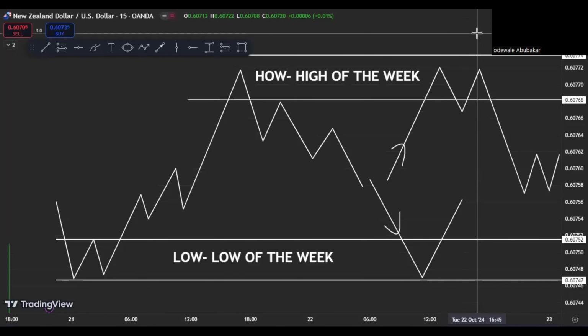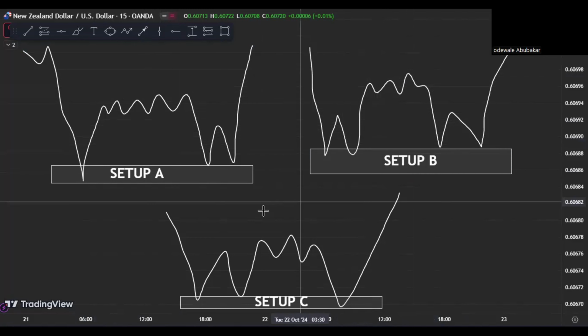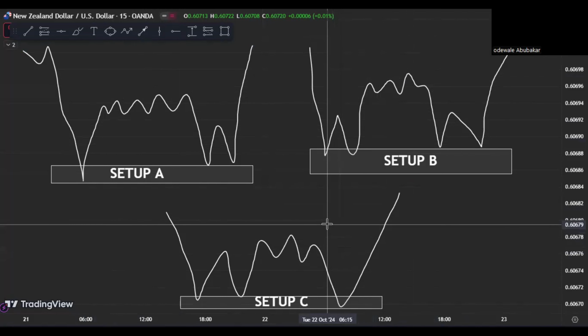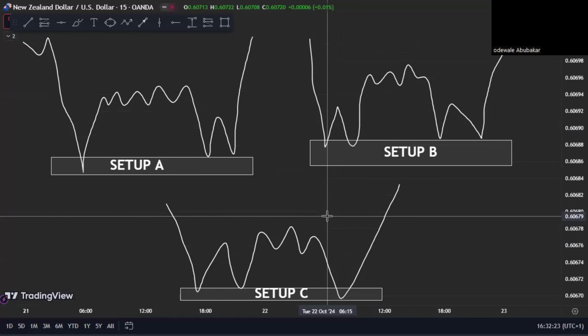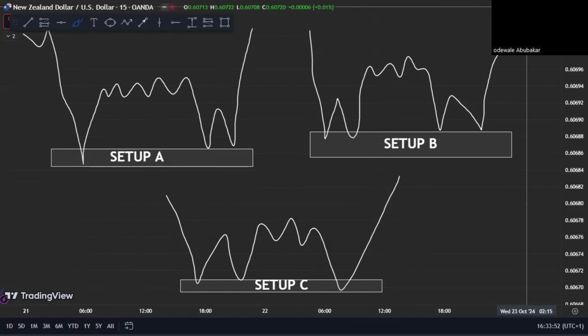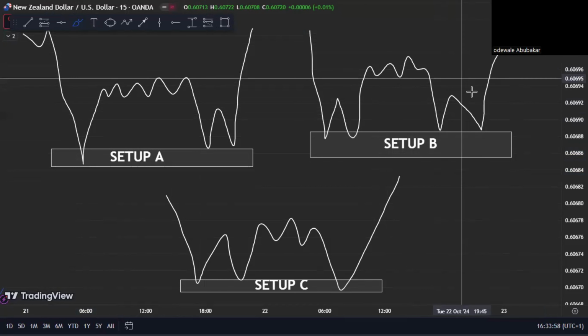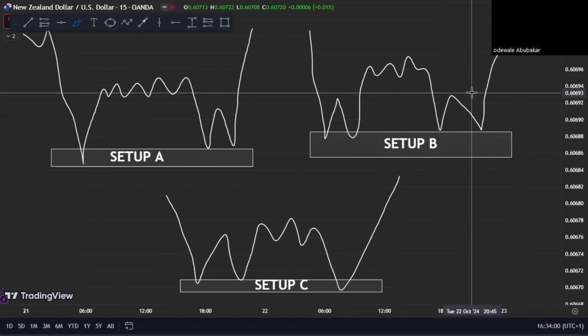After being able to identify the high and low of the week, we'll move on to the next step, which is to look for these setups: setup A, setup B, and setup C. Now let me break these setups down for you, and then we'll move on to looking for them on the charts and identifying trades I took this week. So let's get this right. After identifying the highs and lows of the week, we'll identify the setups that show at the highs and lows of the week. These are the three setups I spoke about earlier. Let's quickly explain the setups so we can look out for them in the live market.